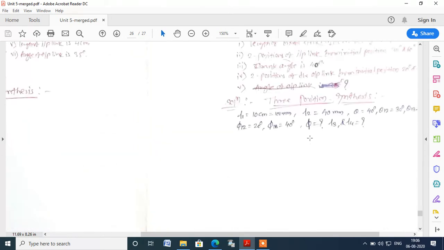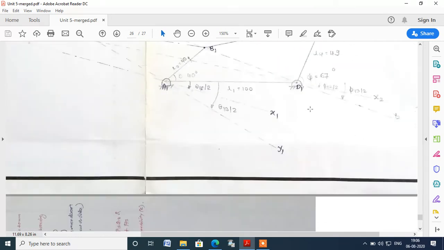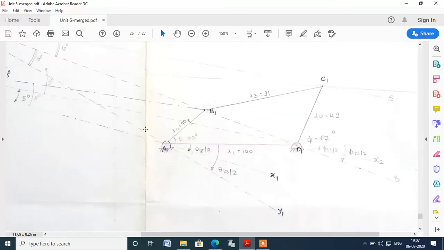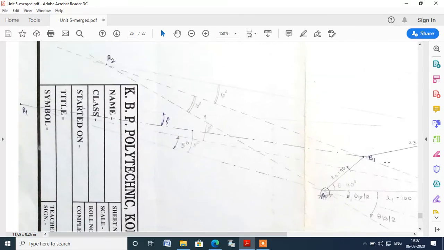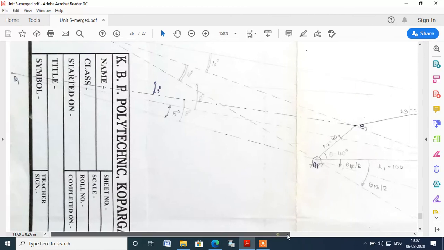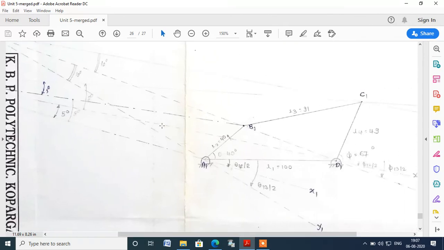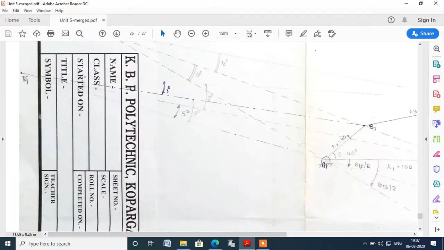Now 512 is given as 20 degrees. So take the angle from the extended line a1 d1, 20 divided by 2, that is 10 degrees. After taking 10 degrees, draw the line x2 r1. Now this line x2 r1 and x1 r1 meet at an intersection point. That intersection point is r1.